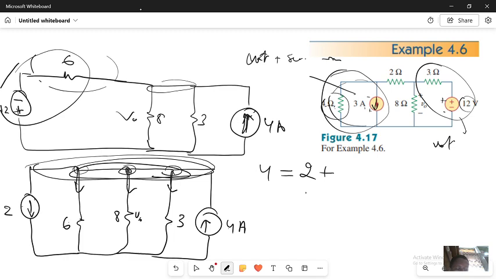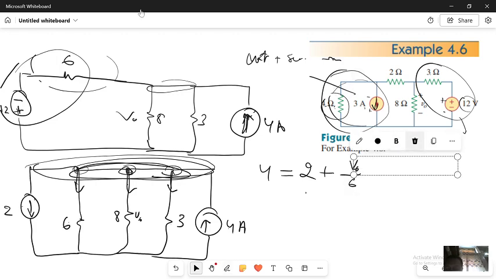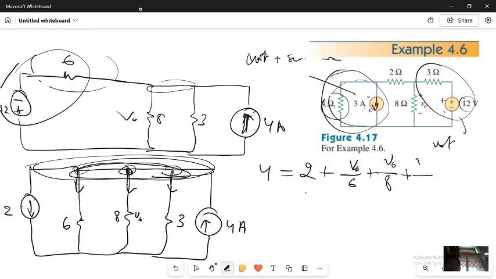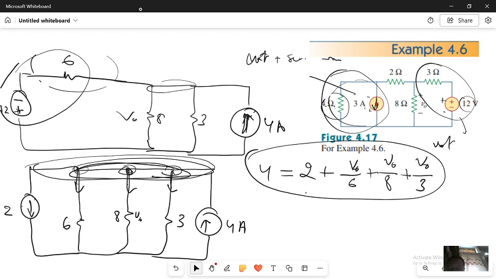I can make all this node V0. So I will have plus V0 divided by 6, because of the current flowing in this, plus V0 divided by 8, plus V0 divided by 3. So in this case, you can easily determine the value of V0. We have to understand this node, because if I have this one, this one, and this one, it means all of these are the same node.